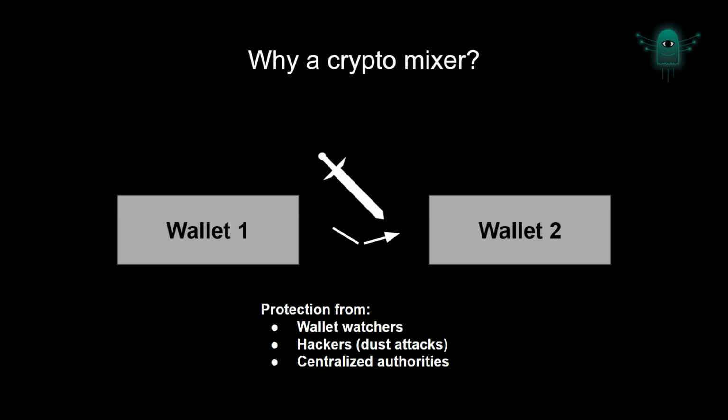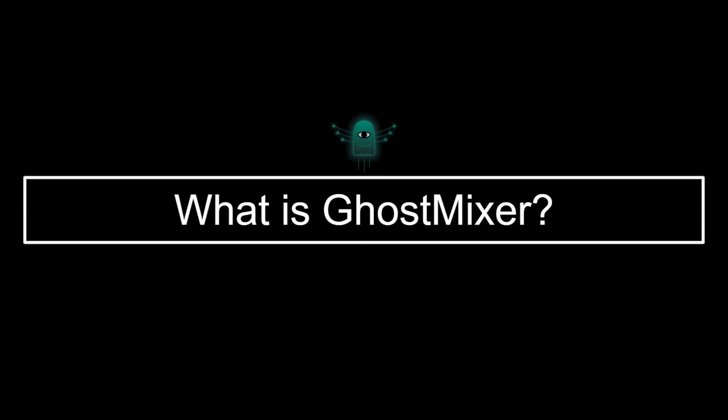Hackers, of course, have been known to use dust attacks to target particular wallets, and if you try to move your assets, it will just target the new wallet again. And centralized authorities obviously can track your wallet, and when you break this chain, suddenly it's a dead end. And this is where GhostMixer comes in to innovate.